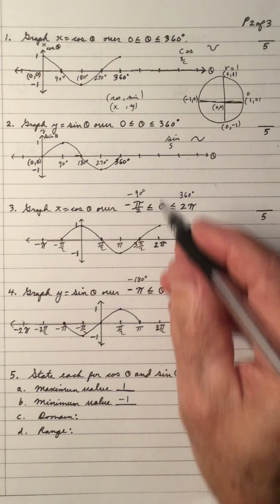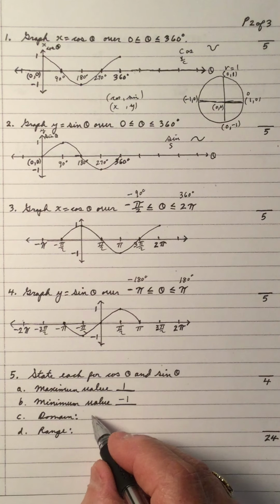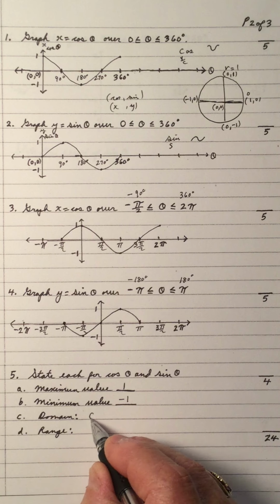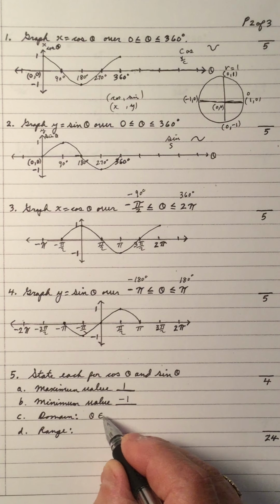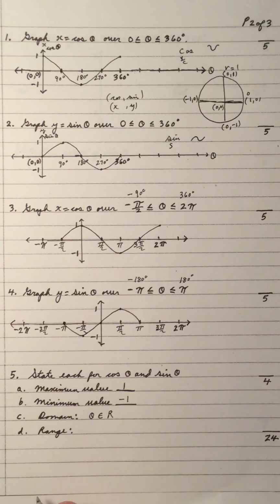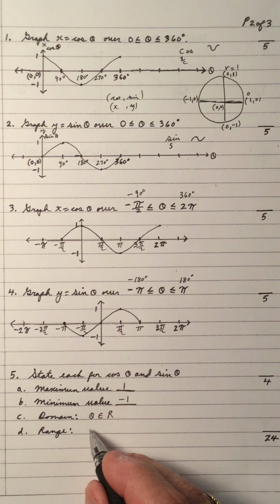The domain of all of these, you can continue on. Domain is that theta belongs to the real numbers. We'll call it R. That is the domain. And the range is the values of theta.